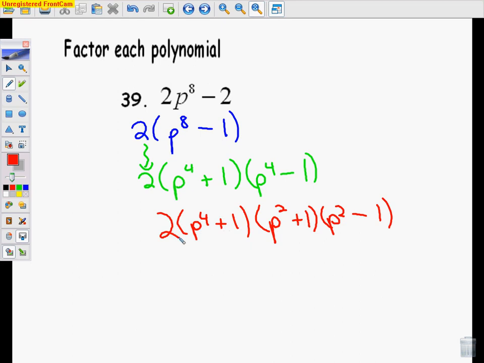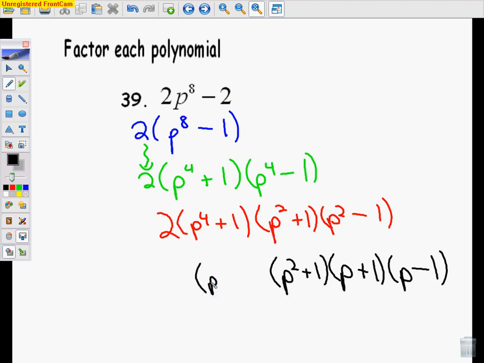But then again, we have another difference of two squares. So, we'll set up two sets of parentheses. Put the square root of p squared in the first position. Square root of p squared is p. Put the square root of 1 in the next position. Square root of 1 is 1. One becomes a plus, one becomes a minus, and then we're going to drop down everything else. All right, and there we go. We're done. We don't have anything else that we can do with that problem.